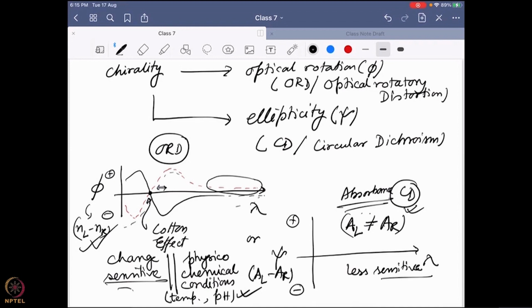As simple as that. So that is why, for these 2 important reasons, CD spectroscopy is actually a more reliable and practical experiment that can be used to find out the chirality of a molecule. And that is what is actually used worldwide.